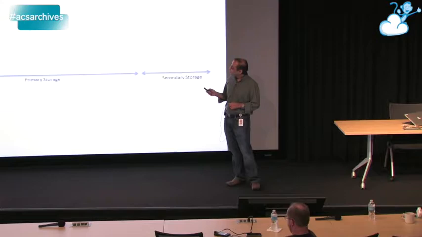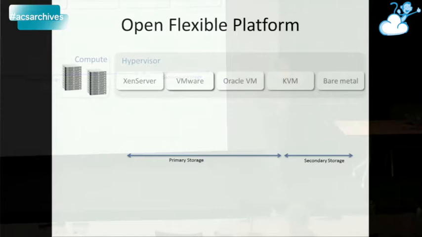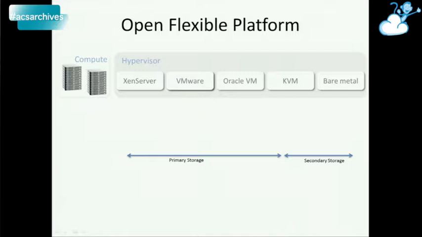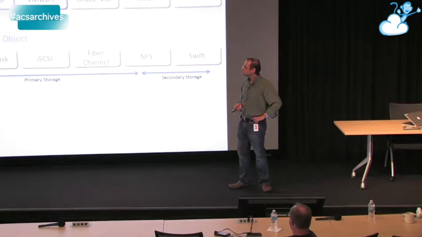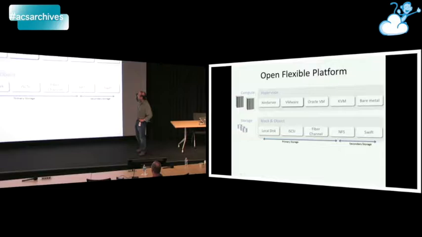Wrong button, sorry. What an IaaS cloud does is orchestrate physical resources in order to provide virtual computing resources to you. The physical resources include compute, like hypervisors: XenServer, VMware, Oracle VM, KVM, and bare metal is what is supported today.